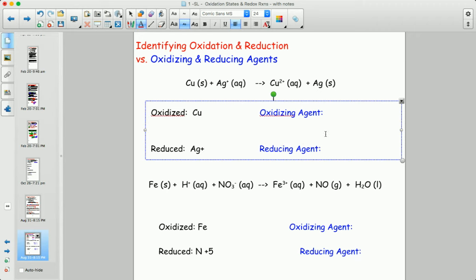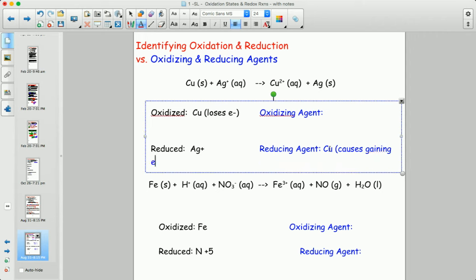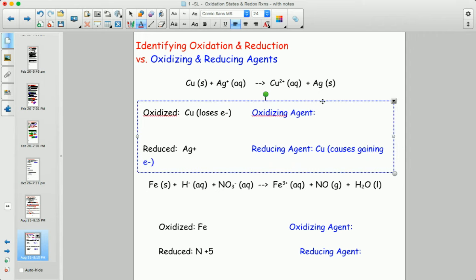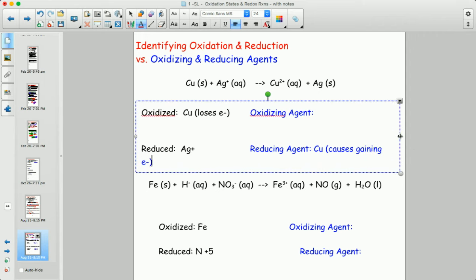A flip way to look at it is to look at what is causing the reduction, what is causing the oxidation. It's a little bit confusing at first, but if you think about it, if copper gets oxidized, it loses electrons. Well, who gains those electrons? Ag+. That's what causes it to get reduced. So when copper loses, it also causes the gaining of electrons. If something causes gaining of electrons, it's causing reduction.